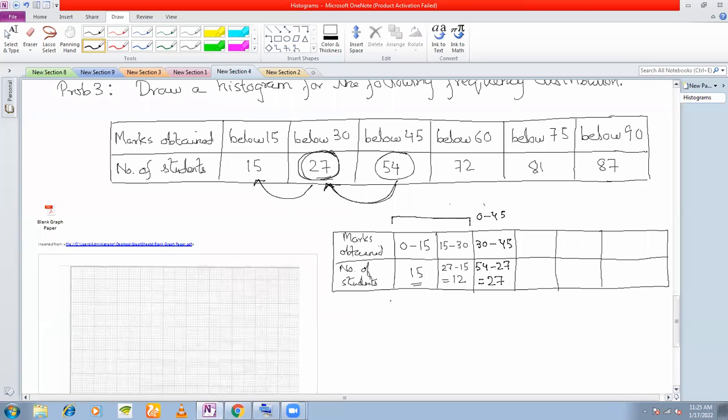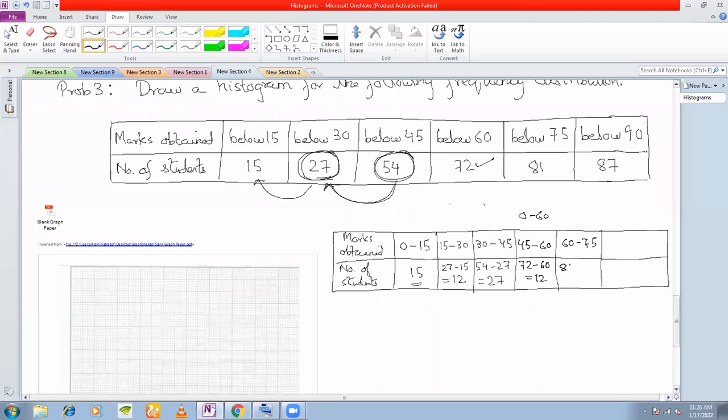Yes, sir, clear. Okay. So now below 60 should be 0 to 60, isn't it? But we write here 45 to 60. And how much is below 45? It is 54. Below 60 is 72. So this must be 72 minus 60. This must be 12. And similarly for the others, this should be 60 to 75.